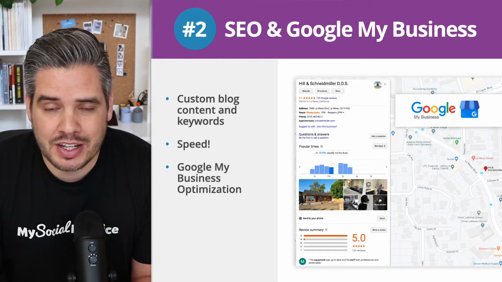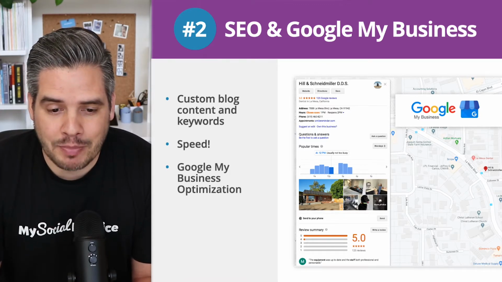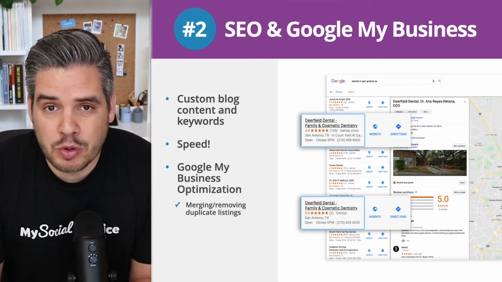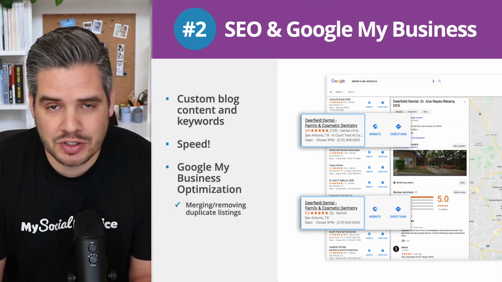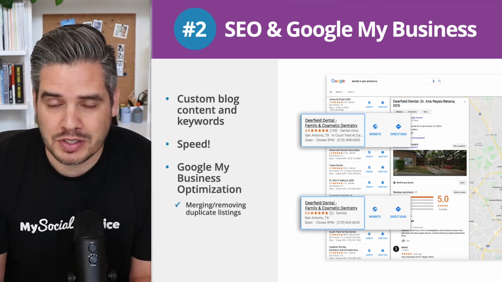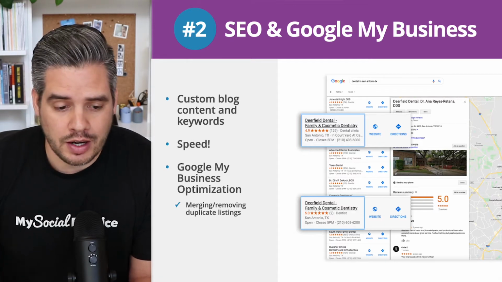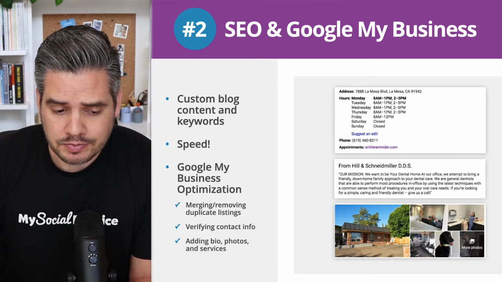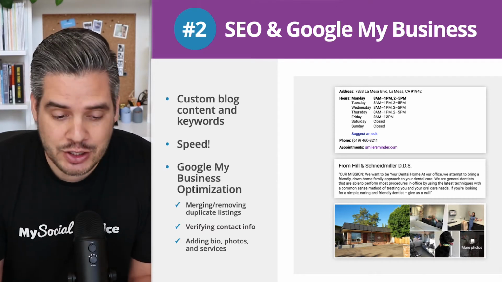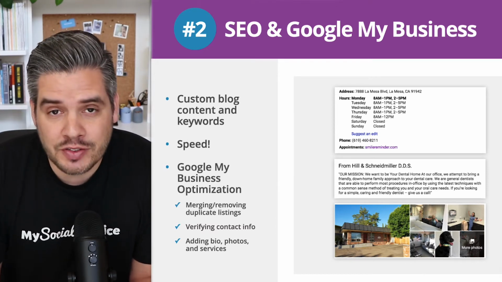Google My Business optimization. You want to make sure that your Google My Business page is optimized. A few things to think about are first, merging or removing duplicate listings. If you search your practice and you see a couple different listings with different phone numbers, there's ways to merge or remove those duplicates. You want to verify your contact information. You want to make sure you add your bio, photos, and services that you provide.